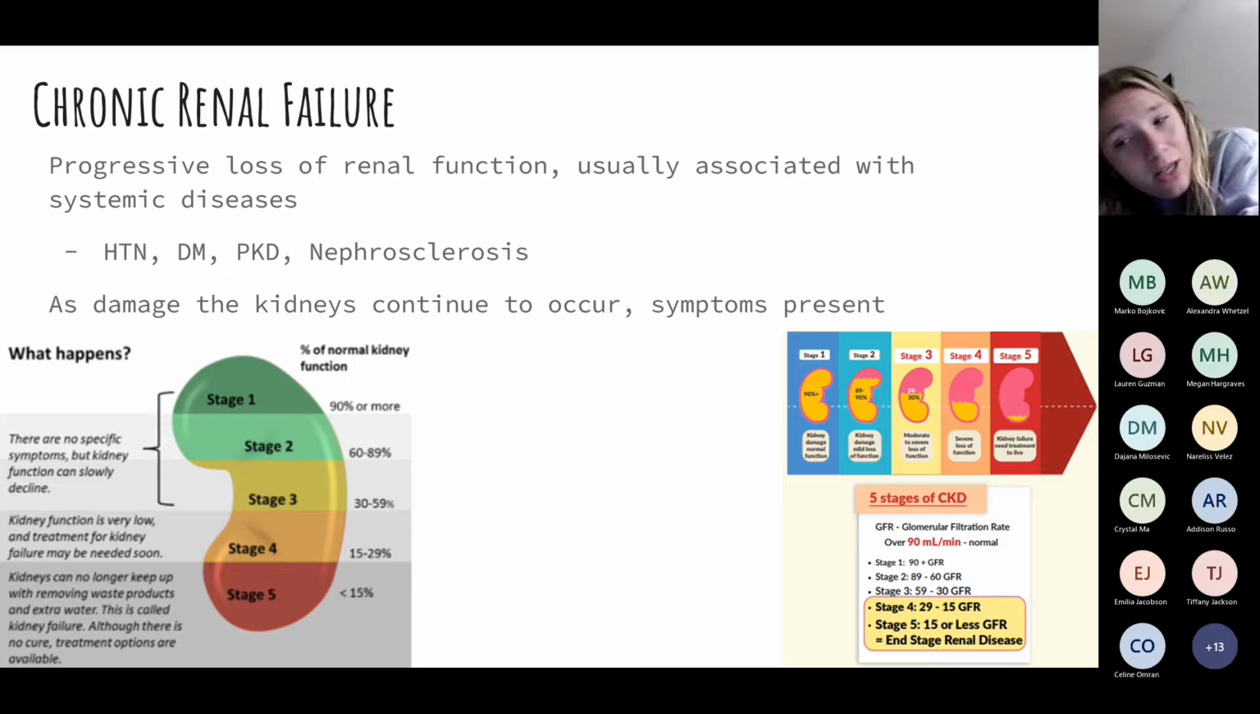They're eventually going to get pretty tired and not work as effectively. So just keep in mind, as damage to the kidneys continues to occur, this is when our symptoms present.